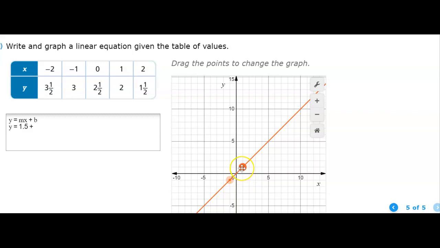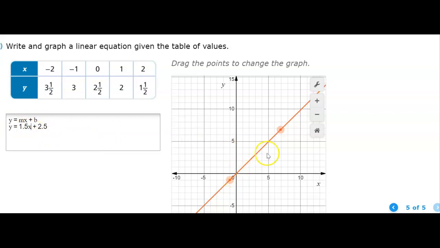Alright, so I have my slope, and then my y-intercept has to be where y intersects the y-axis. So the y-intercept is determined if you have your x at 0. So if my x is at 0, 2.5 is my y-intercept. So let me make it a decimal. I could type it in there. So it's 2.5. I forgot my x. So that will be my equation.